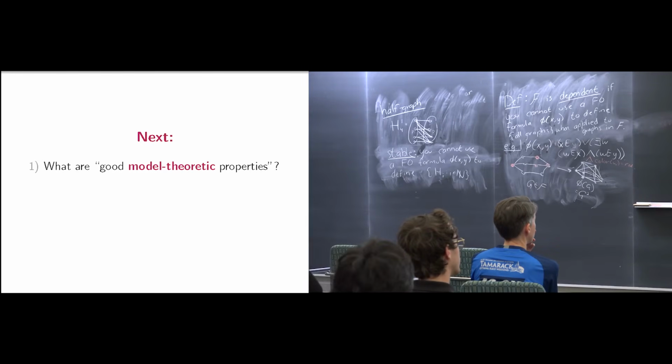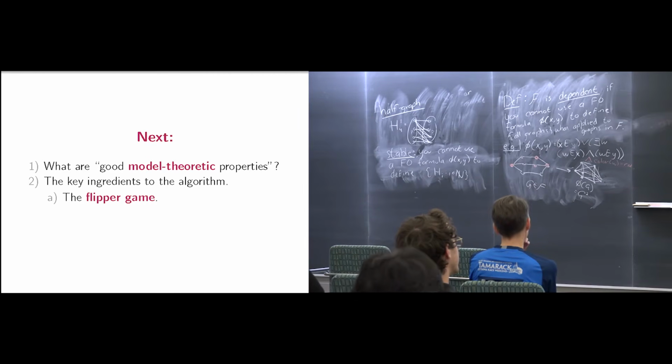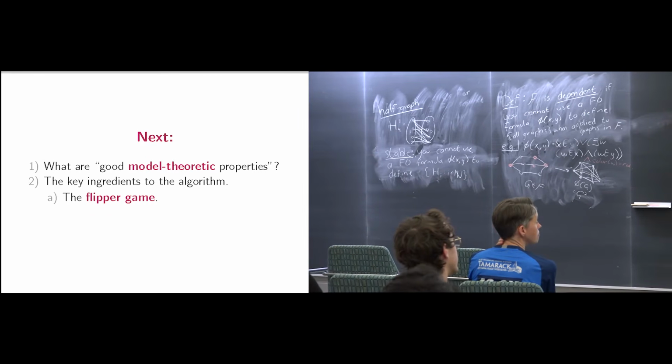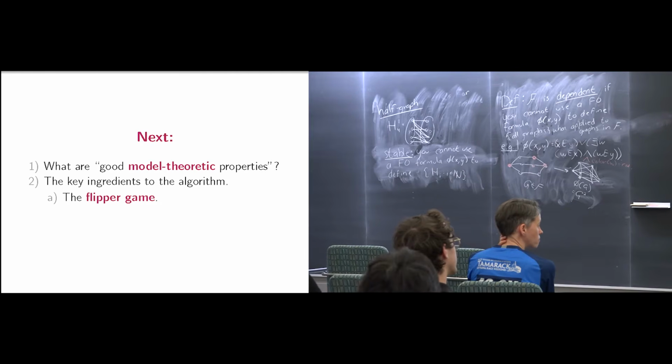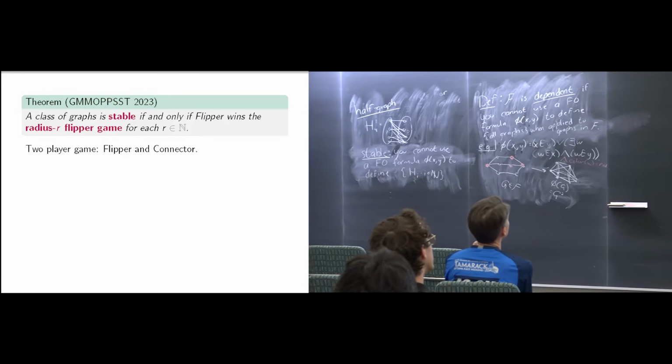All right, and now I want to talk about the key ingredients to the algorithm. The first key ingredient is something that lets you not have to use this definition at all, because we showed that this definition is equivalent to a certain player having a winning strategy in a combinatorial game. So I want to tell you about that game.